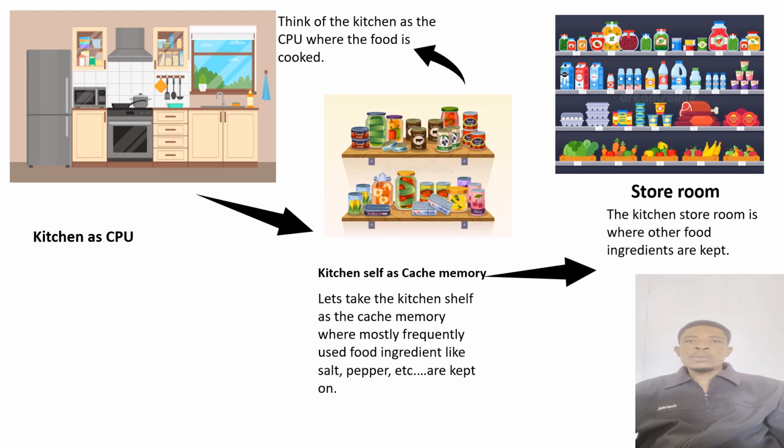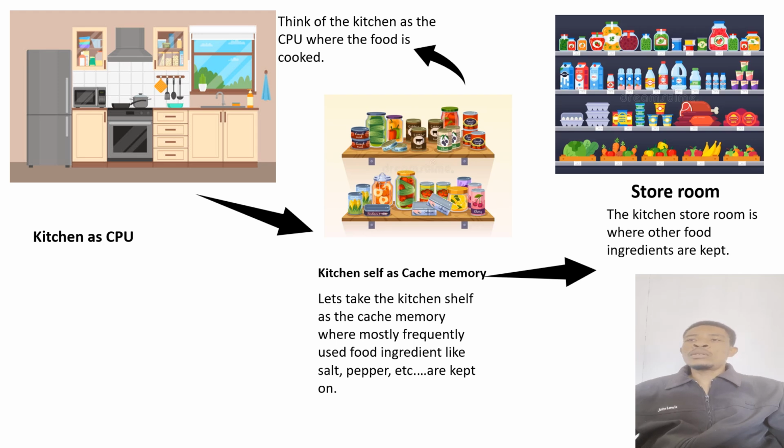Think of the CPU as a kitchen where food is actually prepared. It's the thinking station of the computer, where most of the processes of the computer are done. And so the kitchen is a logical representation of what the CPU is.